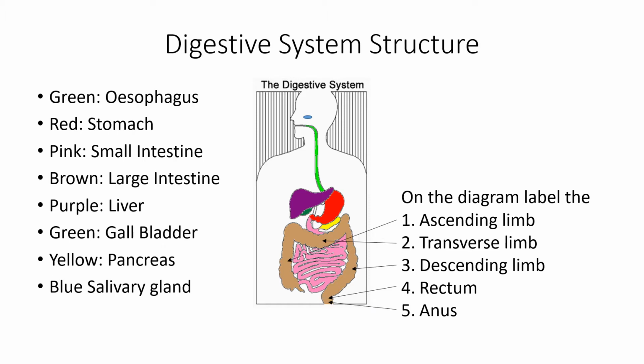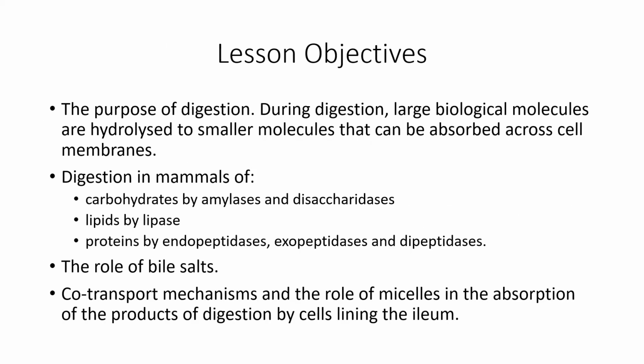Well, these are the names of all the different parts of the digestive system and all the different sections of the small and large intestine. Make sure before you go any further that you have memorized all of those parts. So in this session, we're going to look at the digestive system. We're going to look at digestion by certain enzymes. We're going to look at bile salts, and then cotransport and the role of micelles in absorbing different substances.